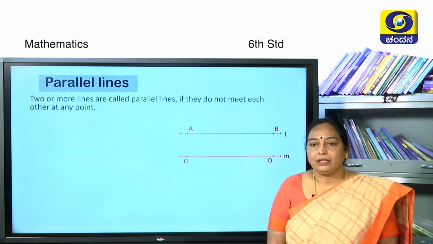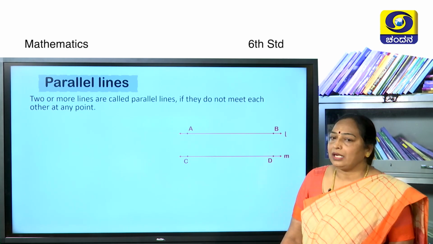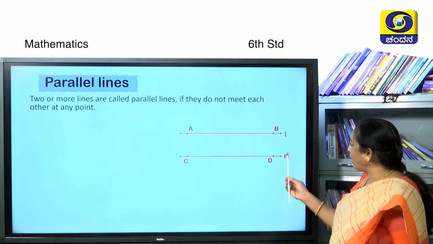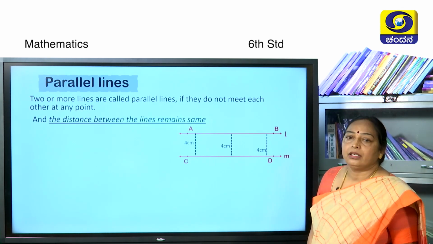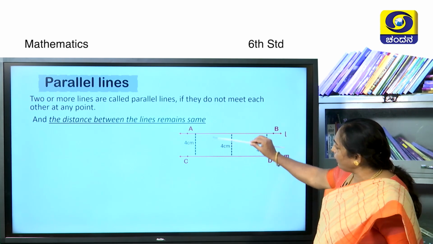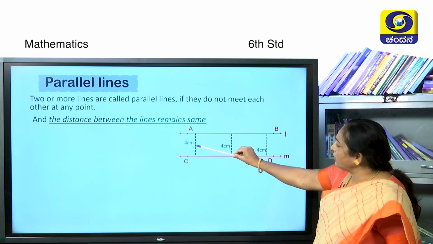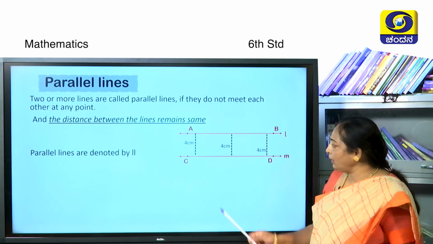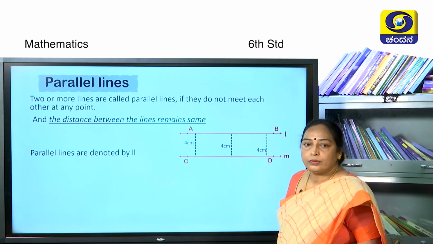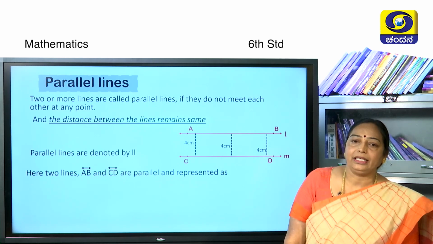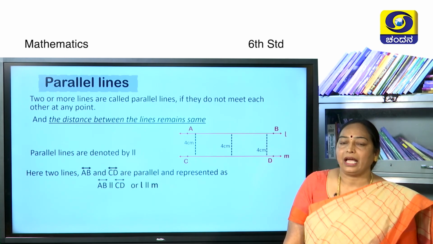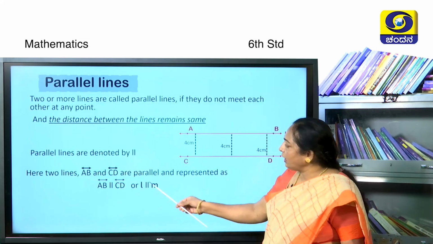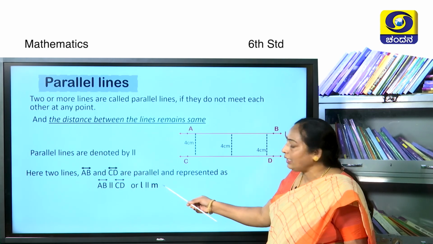Look at this example. Here the line AB is parallel to line CD and also the line L is parallel to line M. The distance between these two lines is 4 centimeter. Parallel lines are denoted by the symbol parallel to. Here two lines AB and CD are parallel and represented as AB parallel to CD, and the line L is parallel to the line M.